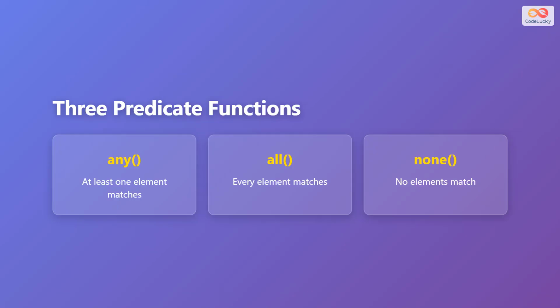Kotlin provides 3 main predicate functions for testing collections. The any function checks if at least one element matches your condition. The all function checks if every single element matches your condition. And the none function checks if no elements match your condition. Each serves a different purpose depending on what you need to verify.